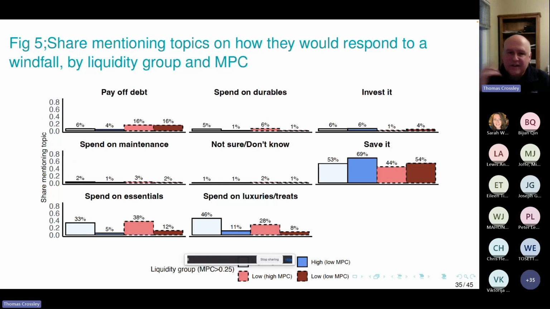So here's the topic analysis for what people would spend money on in a gain scenario. You can see we have pay off debt. A substantial number of people say they would pay off debt, even though that's not spending from our point of view. I think it's interesting to look at the bottom row, where you can see that the high liquidity, high MPC individuals, who are the light blue bar, are much more likely to cite spending on luxuries and treats, whereas the low liquidity, high MPC group, which are the pink bar, are much more likely to cite spending on essentials.